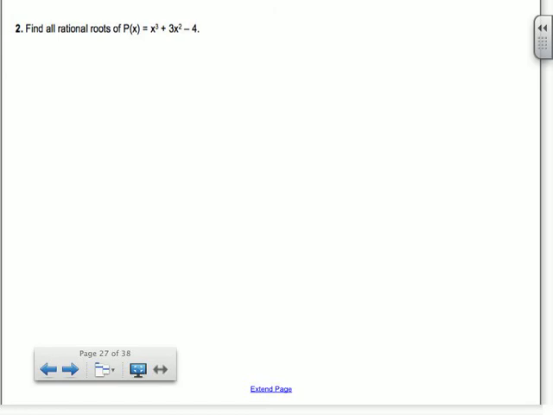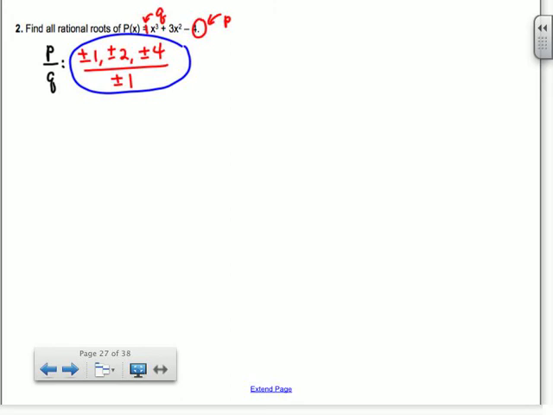It says find all rational roots of p of x equals x cubed plus 3x squared minus 4. So we're going to list the possibilities again, and then we're going to actually find the rational zeros. Okay, so p over q. p comes from factors of the last term. q comes from factors of the first number, which is 1. So factors of the last number would be 1, 2, and 4, and factors of 1 are 1. You can write out all the possibilities. I usually am okay with you guys leaving it like this, as long as you know that there are 6 possibilities in the end, right? So 1, 2, 4, negative 1, negative 2, negative 4.